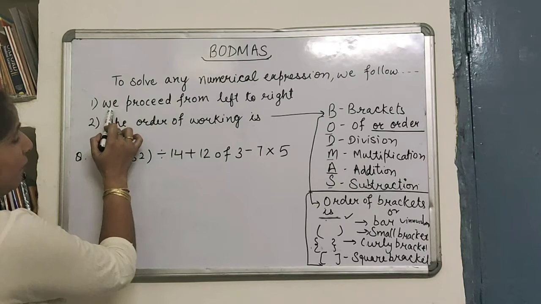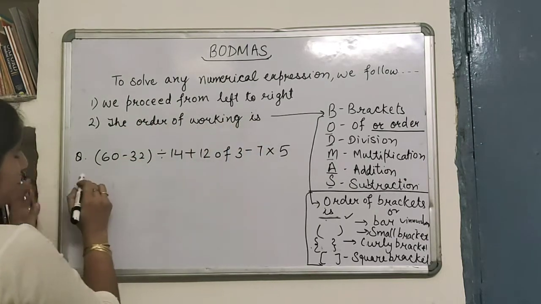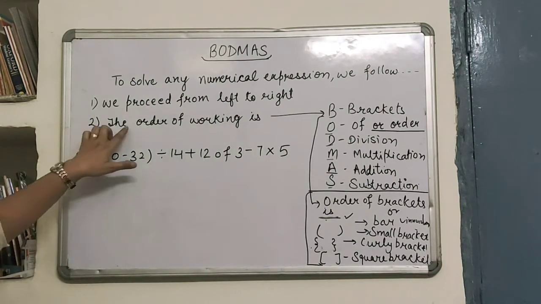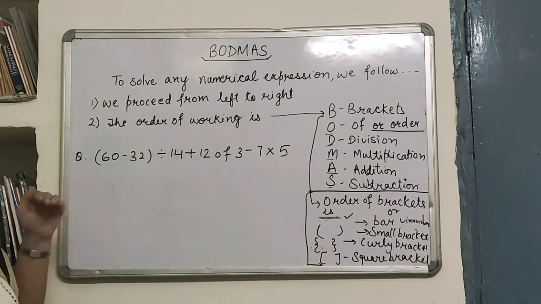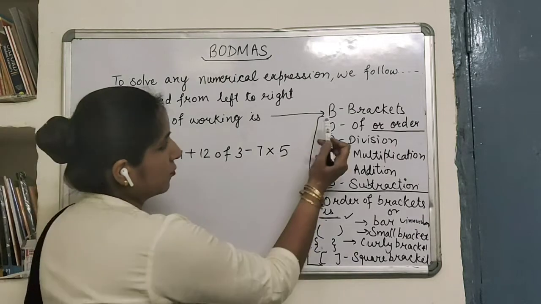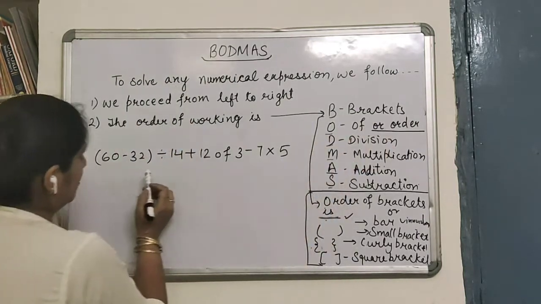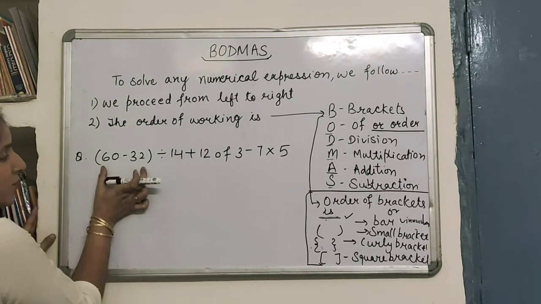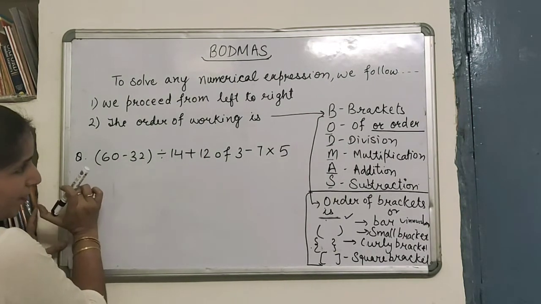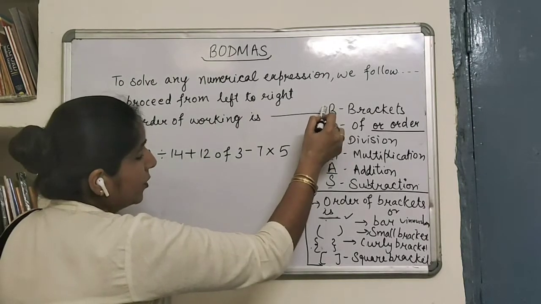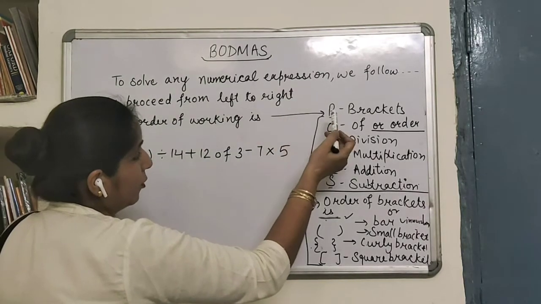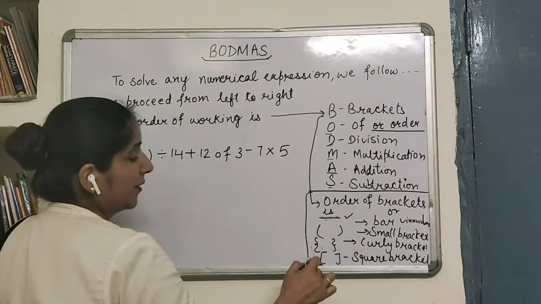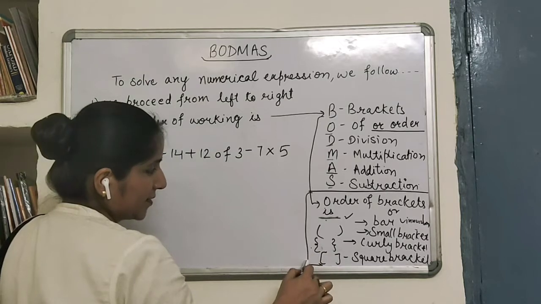First, we need to proceed from left to right, meaning we always look at the expression from left to right. Then there is an order of working, that is, what we need to solve first. The first order is solving brackets. You can see the brackets are given, meaning whatever is given in the brackets we have to solve first. And when you are solving brackets, it may not be a single bracket, it can be many brackets, and there is a certain order to solve the brackets as well.